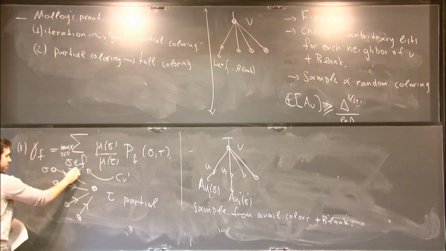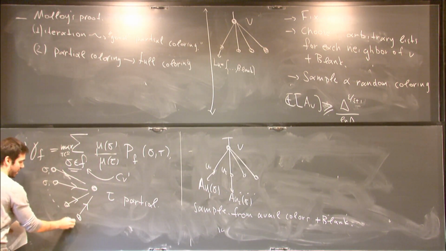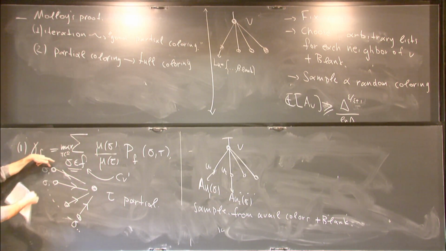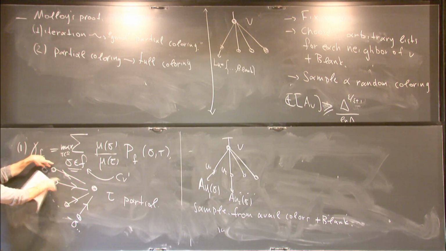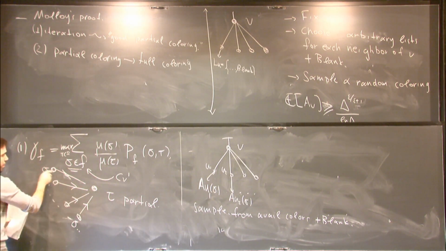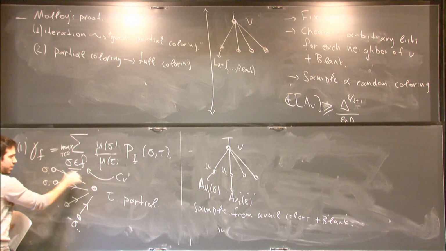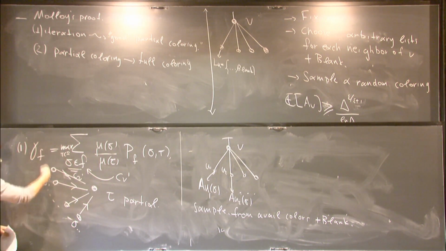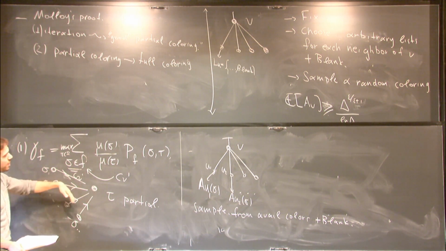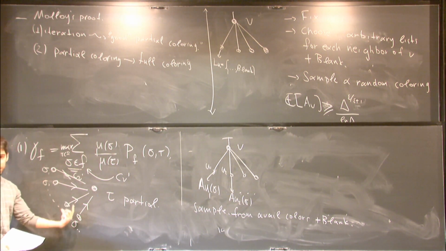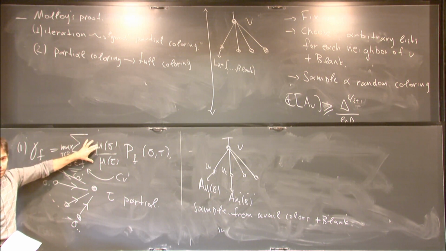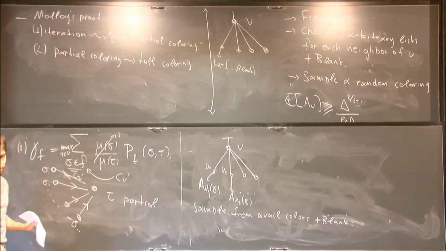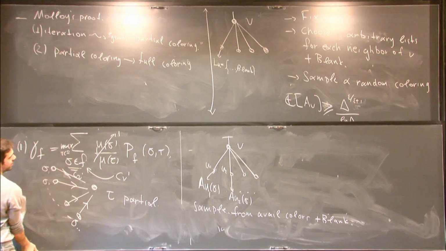So this is the summation here, sigma 1, sigma 2, and so on, for which if you address the constraint in this coloring, you reach tau. So you can go from sigma to tau by addressing constraint CV. Okay. And you sum them up. What you sum is the probability of this transition weighted by this ratio. But in this case, this ratio is 1 because the measure is uniform. Okay?